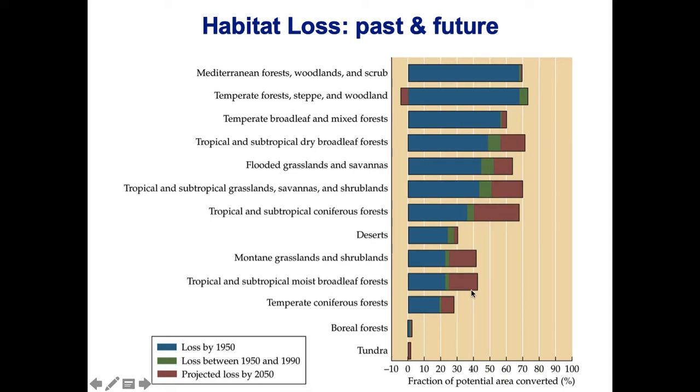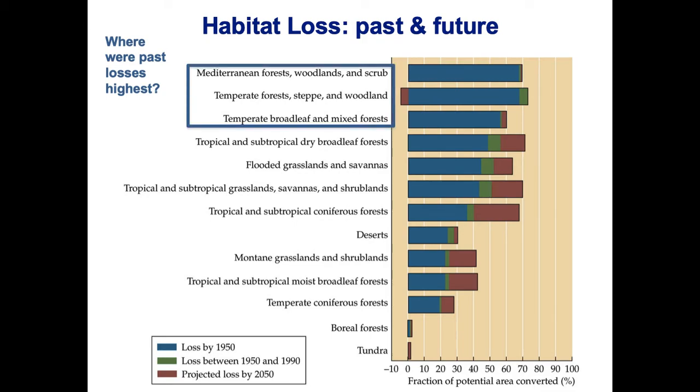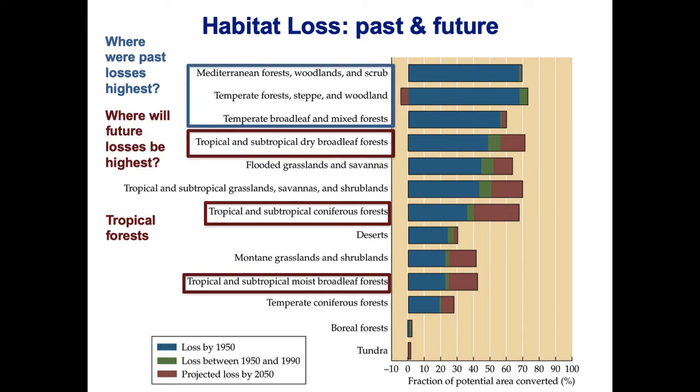So you notice a pattern here. We're expecting a lot more habitat loss in tropical areas, which we talked about already have a lot of biodiversity. So that's potentially going to be problematic. So this is where the past losses were the highest, and these are where the future losses will be the highest.